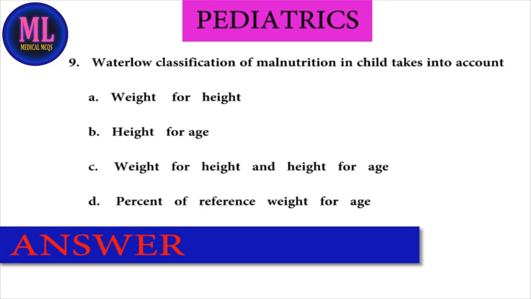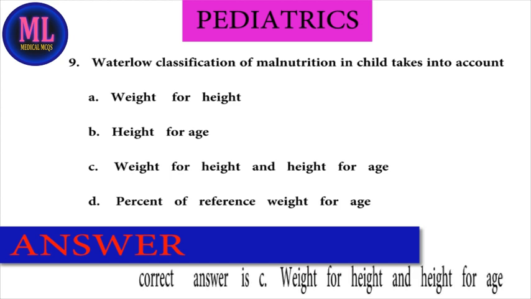9. Waterlow classification of malnutrition in child takes into account A. Weight for height, B. Height for age, C. Weight for height and height for age, D. Percent of reference weight for age. Correct answer is C. Weight for height and height for age.